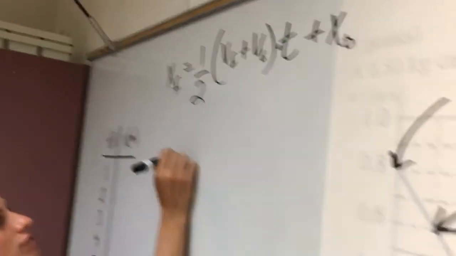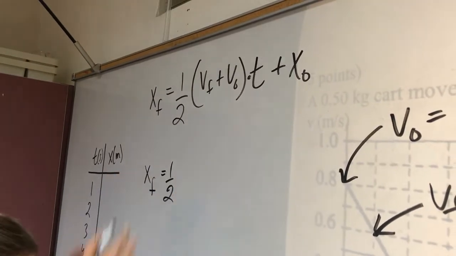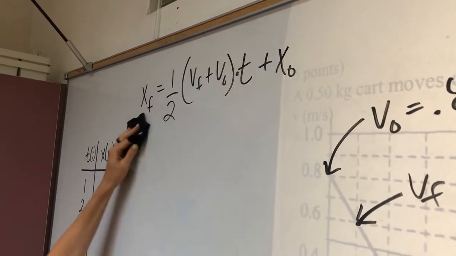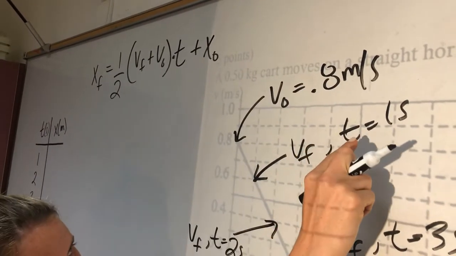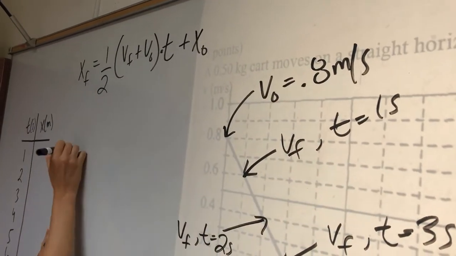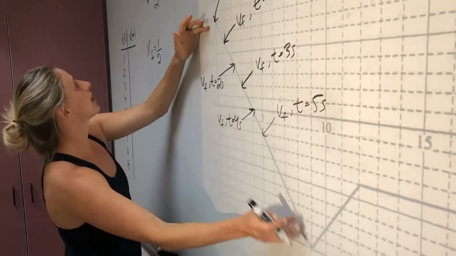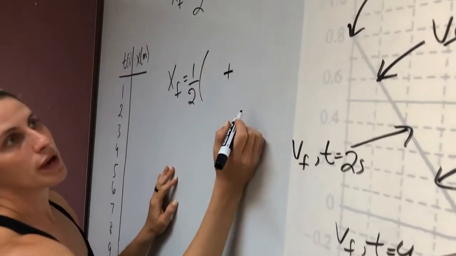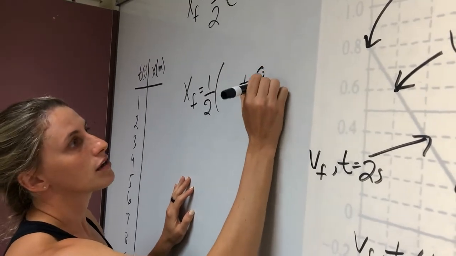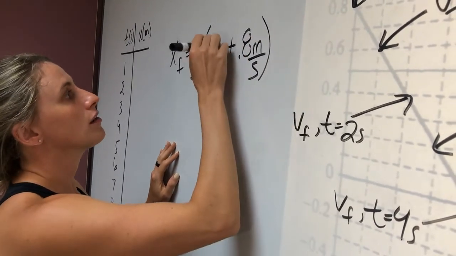So velocity final equals 1/2. Actually, I'm going to pause for a second. I'm going to make this a little bit easier. The only two variables that are going to be changing this entire time are our final velocity and our time. So I'm going to use this equation for this entire time span from 0 to 9 seconds. My final velocity is what I plug in, plus my initial velocity, which is 0.8 meters per second. My time is what I'm going to plug in.